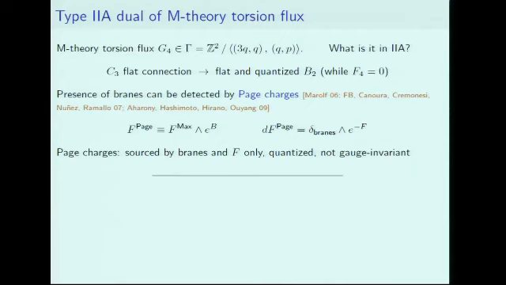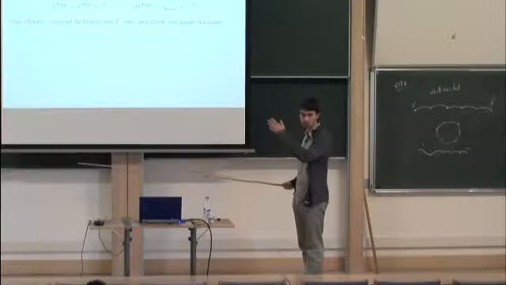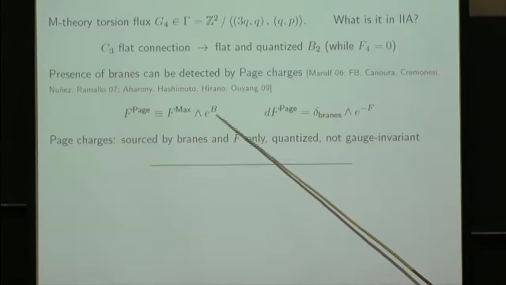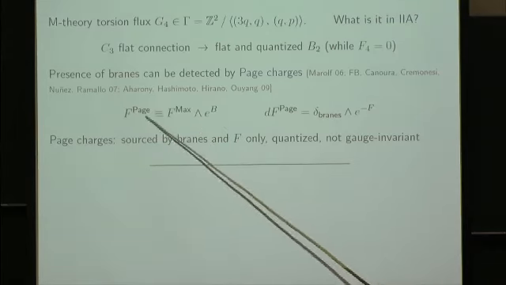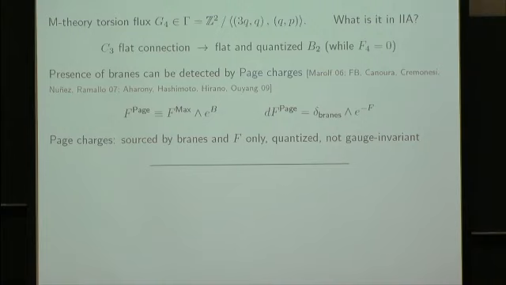Page charges, or Page Ramond-Ramond fluxes, are constructed out of the usual Maxwell Ramond-Ramond fluxes of type IIA by twisting by the B field. So suppose that this is a polyform. Here I have all the Ramond-Ramond fluxes. I take this wedge and I read off some so-called Page Ramond-Ramond fluxes.